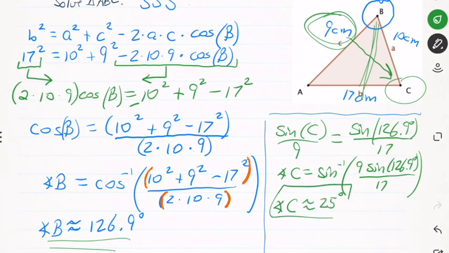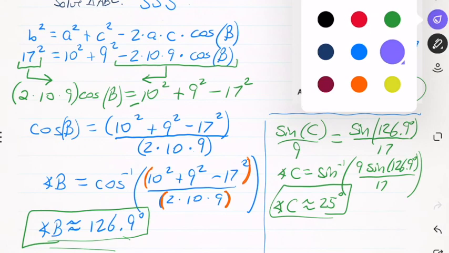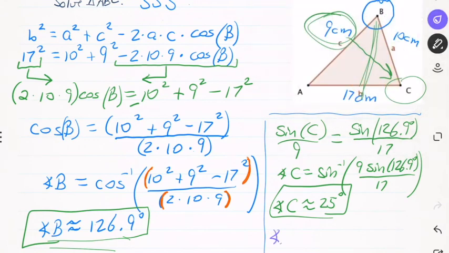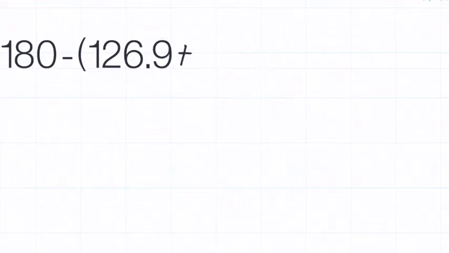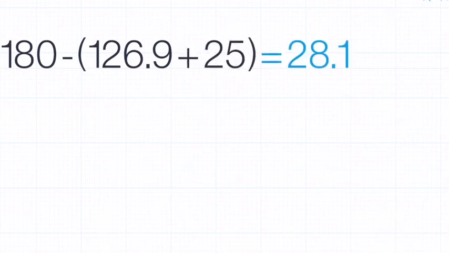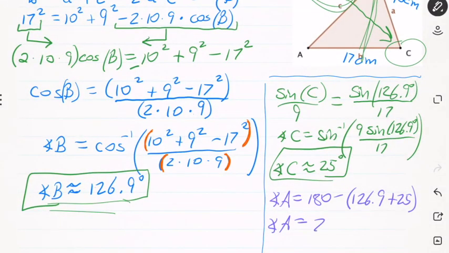All right, so that gives us a second angle. This is our first angle over here. So that leaves just the third angle. If we do our little subtraction, angle A is equal to 180 minus 126.9 plus 25, and we'll end up with the measure of angle A being 28.1 degrees. All right, so this becomes 28.1 degrees. And therefore, we have solved this oblique triangle. We have 3 angles, and we were given 3 sides.